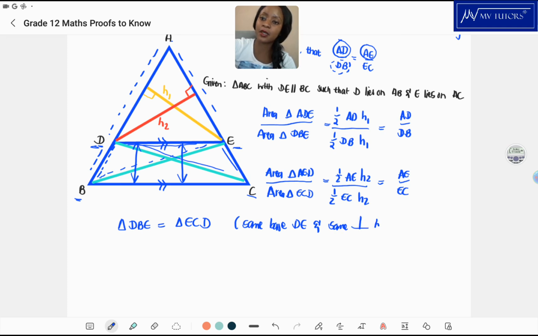So same base and same perpendicular height. All right, so if I were to get the area of DBE, I would say half times my base, which is DE, times a height H.